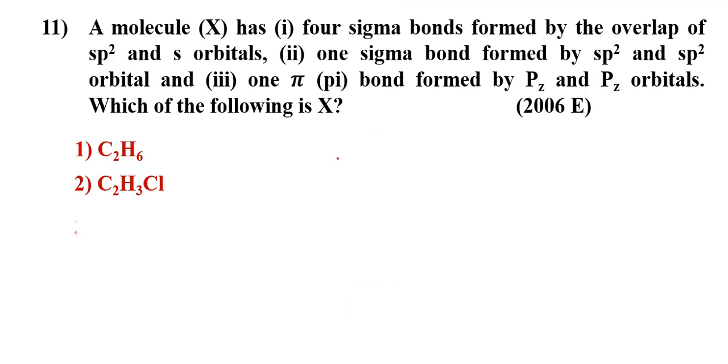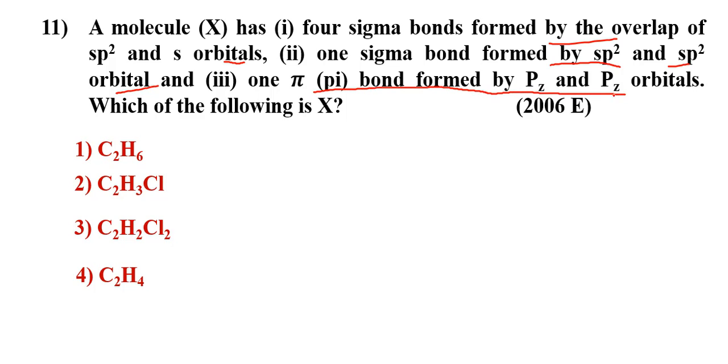A molecule X has 4 sigma bonds formed by the overlap of sp2 and s orbitals, 1 sigma bond formed by sp2 and sp2 orbitals, and 1 pi bond formed by pz and pz orbitals. Which of the following is X?